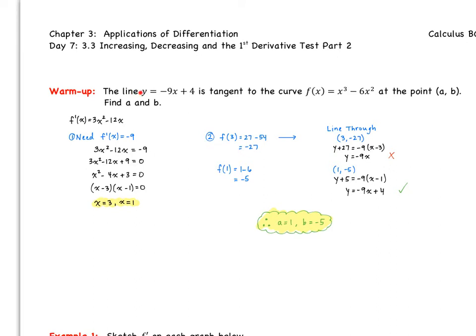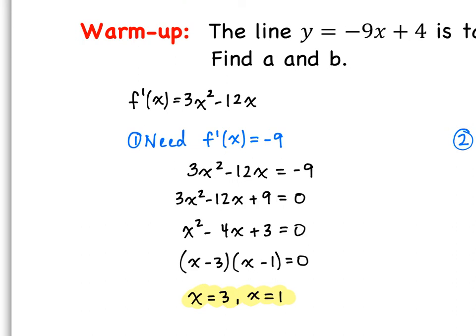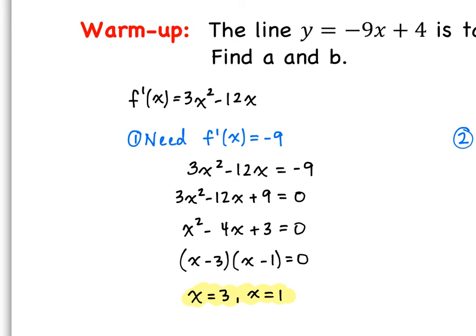So we are given that the line y equals negative 9x plus 4 is tangent to the curve f of x equals x cubed minus 6x squared at the point (a, b). We need to find (a, b). So when I'm told that this is our tangent line, remember the tangent line's slope is the derivative of our function at a certain point, okay? So what we need to do first is find what the derivative of f is.